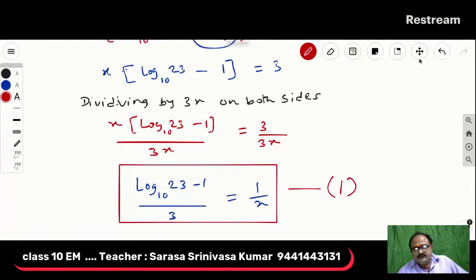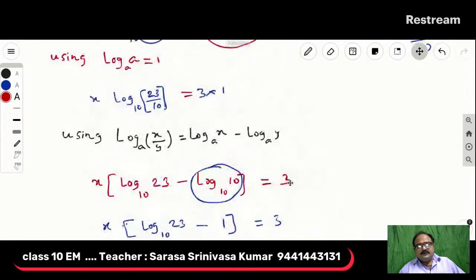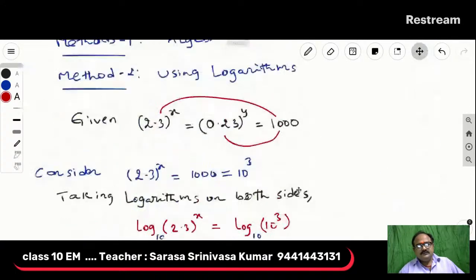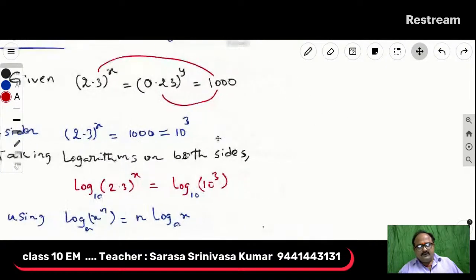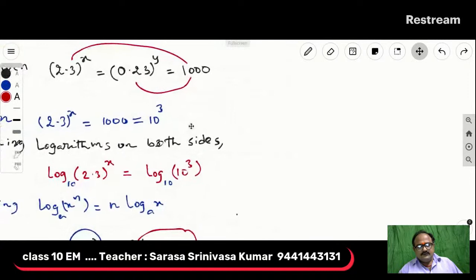Now we consider the first term and the third term and we got the result. Now we consider the second term and the third term, that is 0.23 raised to the power of y equal to 1000. It can be written here so that it will be easier for us to compare the steps.